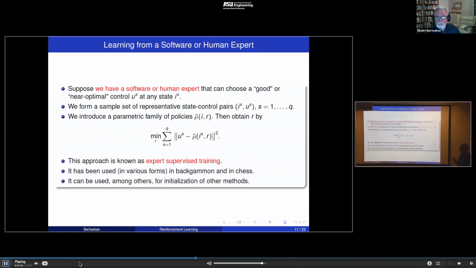Of course, the main difficulty with this is that you don't expect approximation in policy space to do better than the expert that you train it with. You cannot expect to improve on the performance of the expert. However, this may be a good policy to use as a starting point, to initialize some other method. AlphaGo uses this type of initialization for a more complicated method.